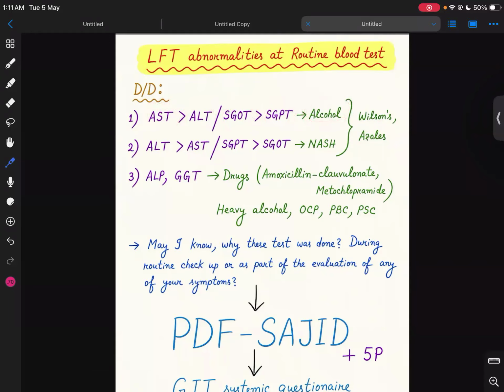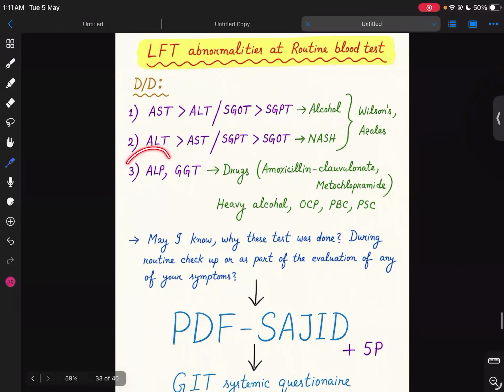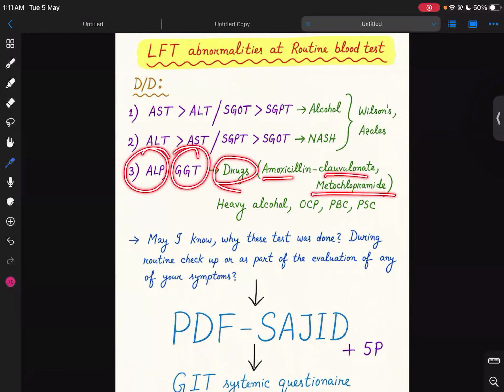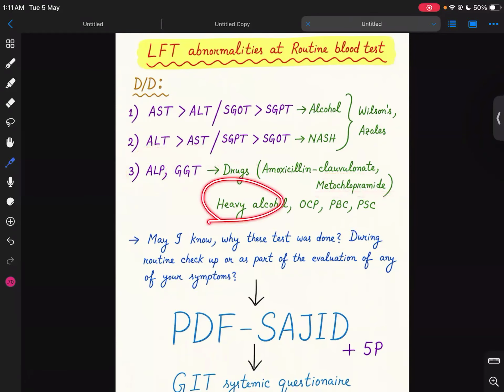But if it occurs in reverse, like the ALT is more than AST or the SGPT is more than SGOT, then it is a case of non-alcoholic steatohepatitis. And this case has come in the PACES exam, and this is becoming popular day by day. This case has come 2 to 3 times. Then if the ALP or GGT is increased, then this is drug-induced, like amoxicillin clavulanic acid or metoclopramide, or it can be due to heavy alcohol or oral contraceptive pill or primary biliary cirrhosis, or primary sclerosing cholangitis. Forget about Wilson's and hemochromatosis.